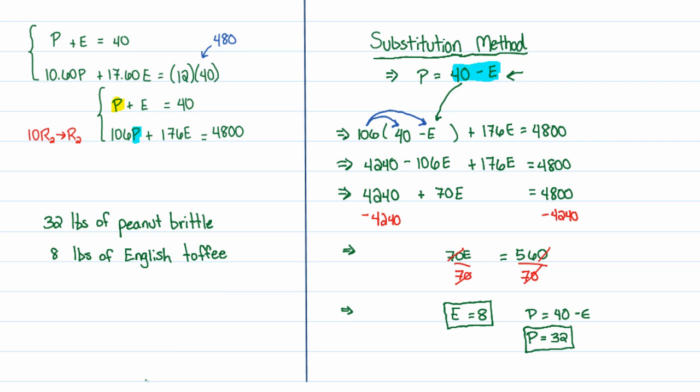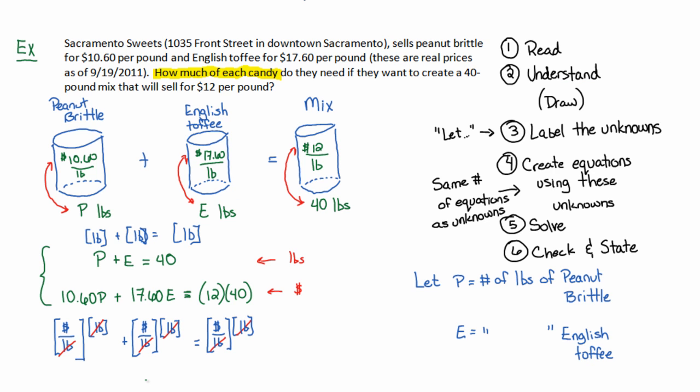Now let's check for some logic here. I just want to show you something. Remember, we need very few pounds of that English toffee, only 8 pounds of it, and we need 32 pounds of peanut brittle. That should make sense because remember, the peanut brittle is the cheaper candy, and the English toffee is the more expensive. So we want to get only a $12 per pound mix. Well, if you start adding more expensive candy to something that only costs $10.60 a pound, you won't have to add too much of it to raise the average price per pound to $12. Okay. So logically, that kind of makes sense to me.